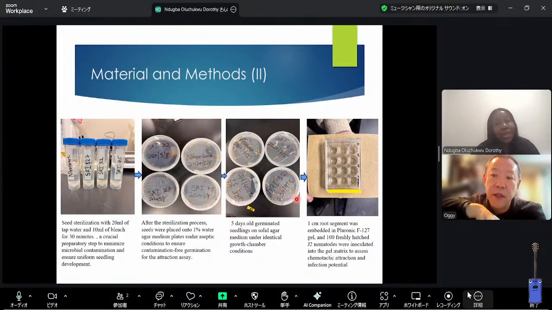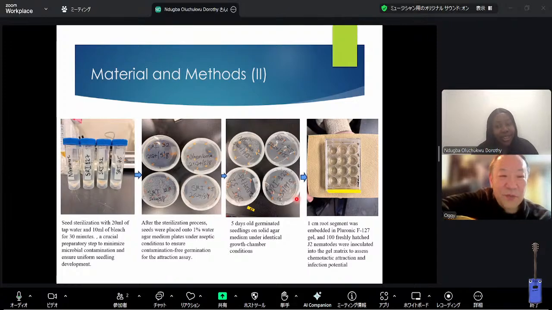I think Nihonbare is the major rice that is being planted in Japan. Nihonbare is majorly the rice they use in Japan for research. I see, I understand.